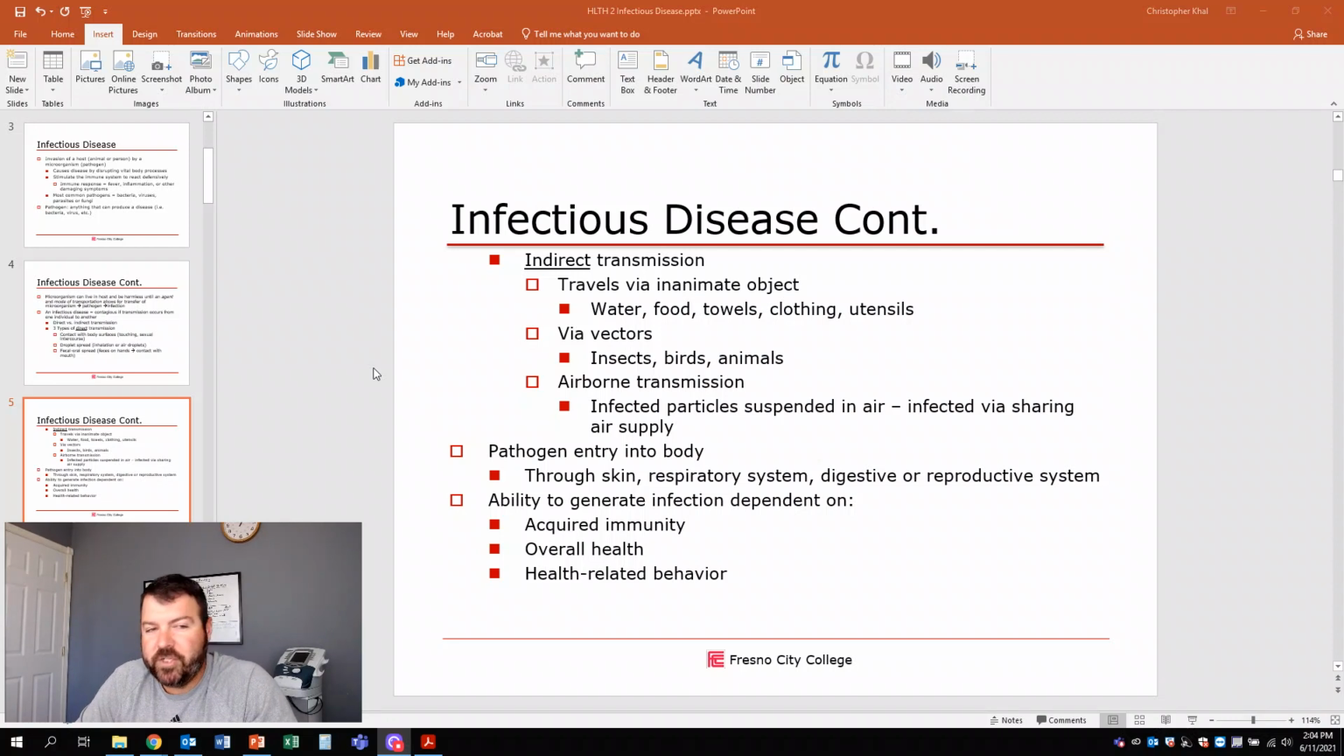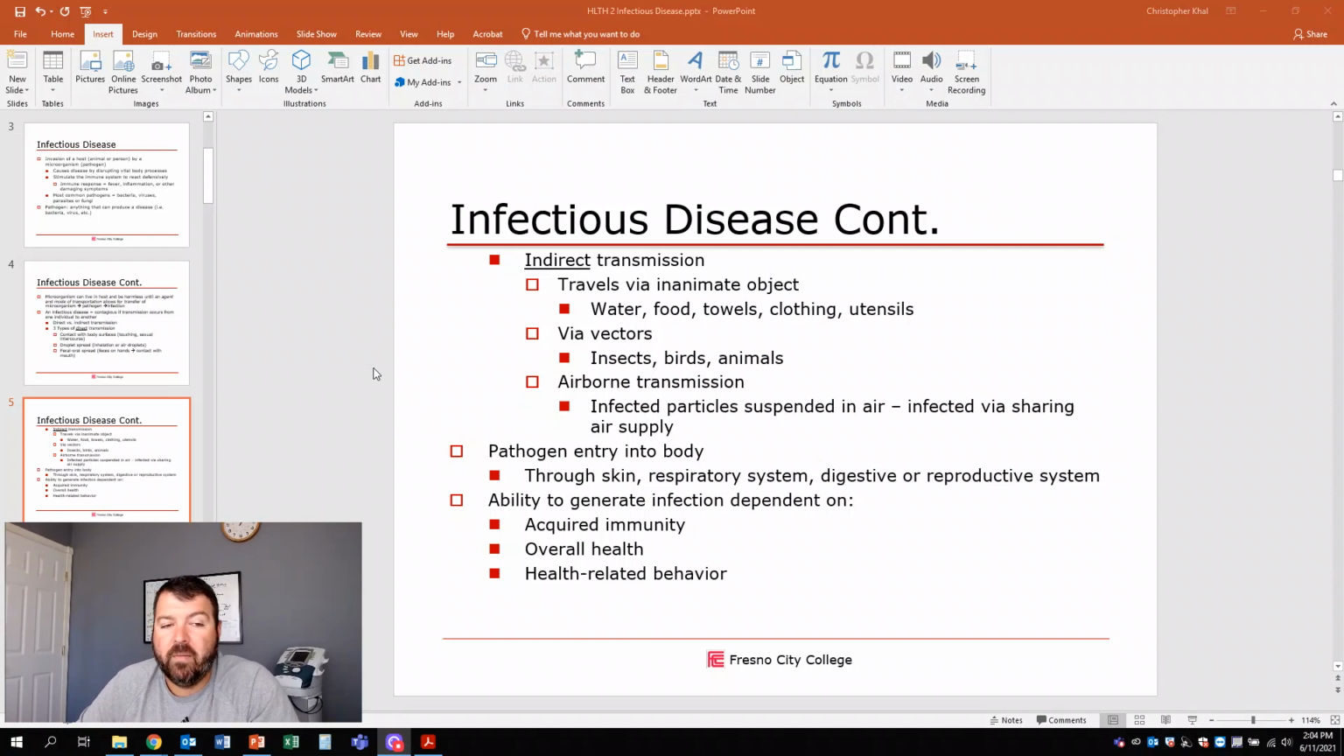Okay, indirect transmission is through travel. You get water, food, towels, clothing, utensils, all that stuff that you make contact with while you travel. Other vectors include insects, birds, and animals, and then airborne transmission, where infected particles are suspended in the air and you get infected by sharing that same air supply. The pathogen enters the body through the skin, respiratory system, digestive system, or reproductive system.